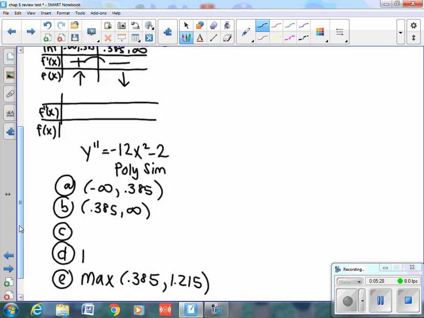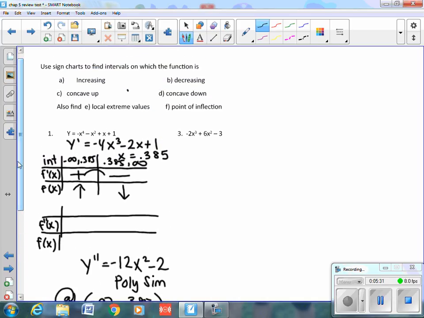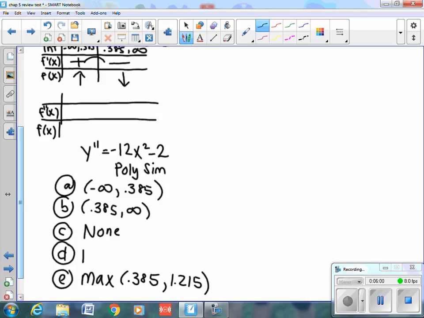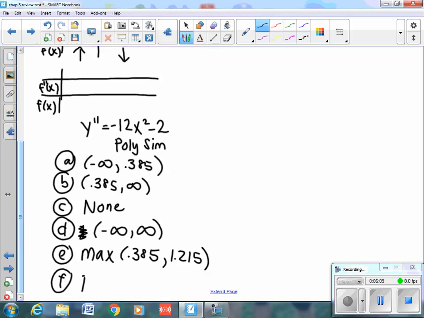Okay, now comes the C and the D. I've got to talk about this. So just think about this. If your original problem is a negative even power, you should know what your graph kind of looks like. If it's a negative even power, it's going to be facing down, and it's going to look like that. So if you think about it, it's always concave down. It's never concave up. So for C, it's never concave up. There is none. But for concave down, it's from negative infinity to positive infinity. F, you don't have a point of inflection.